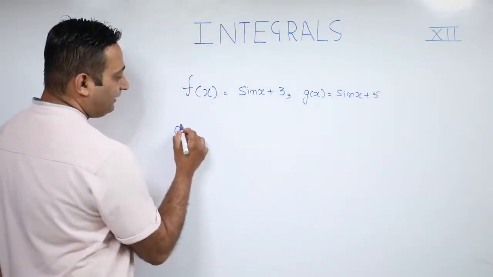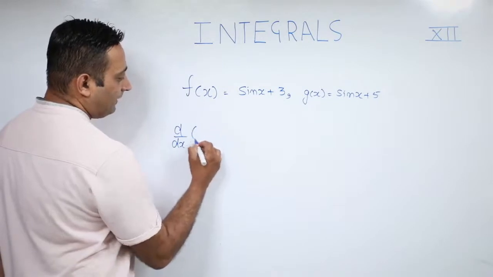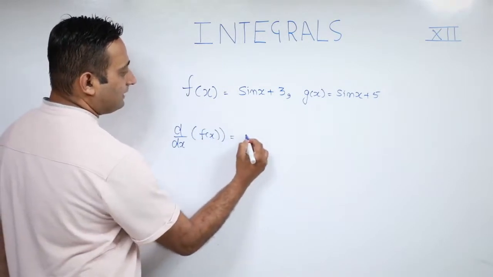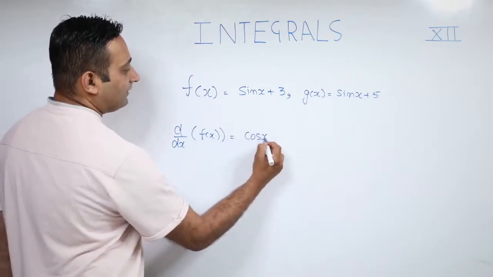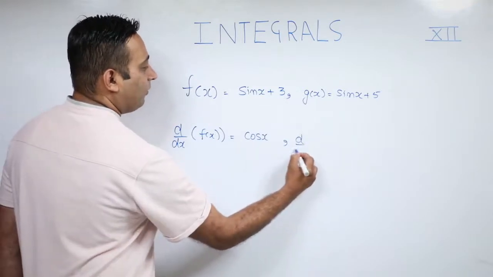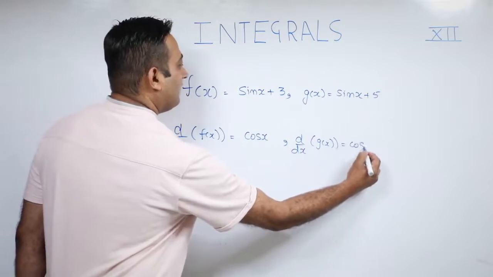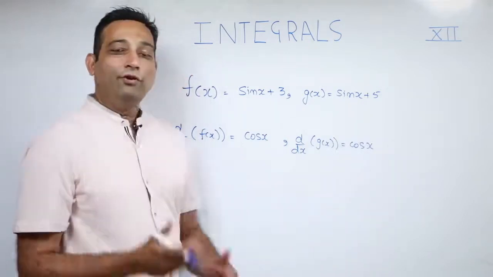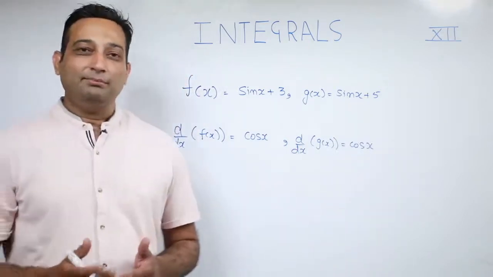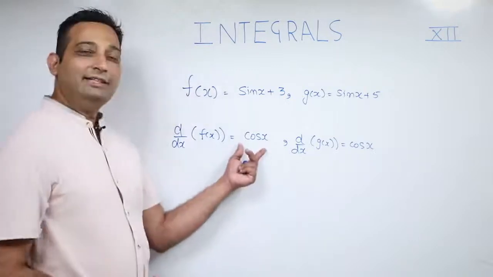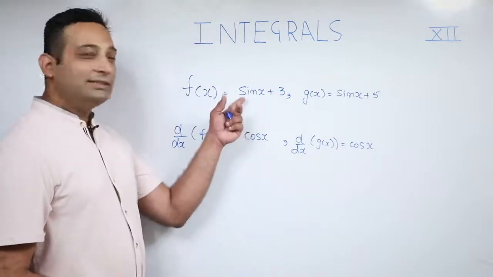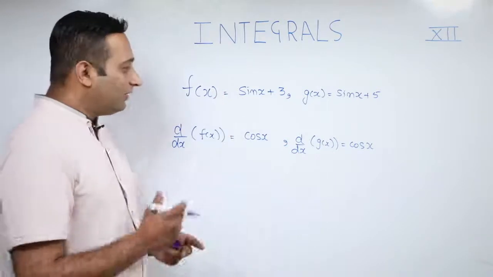Now let us differentiate both of these functions. d by dx of f of x is cos x, and d by dx of, that is derivative of g of x, is also cos x. Now if we are looking for an antiderivative, that is a process by which if we integrate these functions, we must get the answers as these functions.